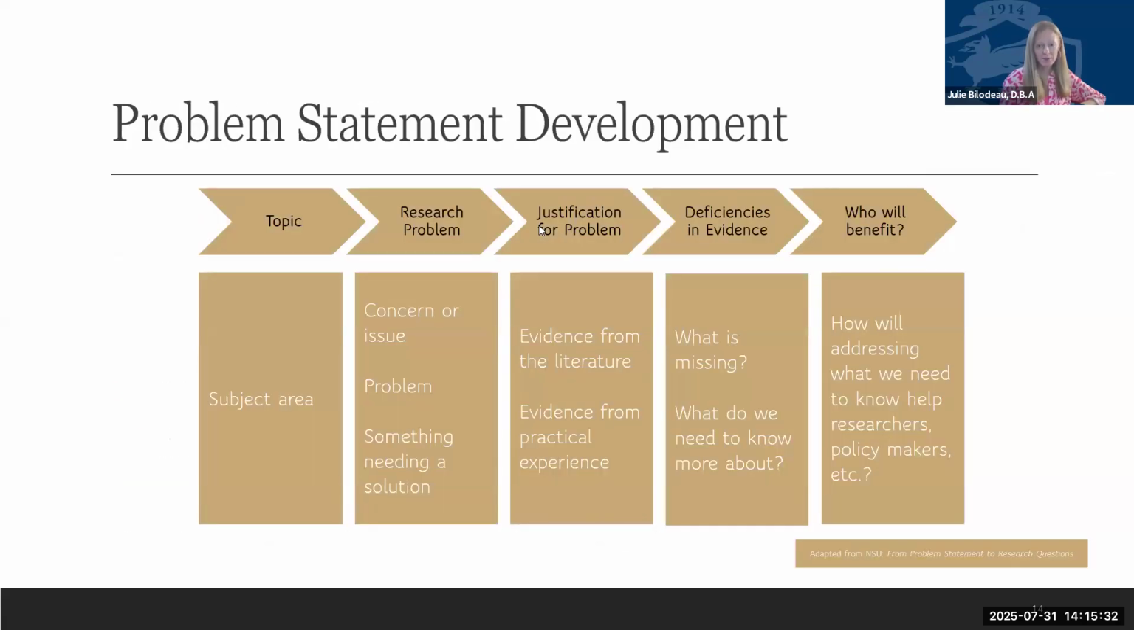So, problem statement development. This is a generic problem statement development direction. First you have your topic, which is your subject area, right? Then your research problem. This is what we've been talking about: the concern, the issue, the problem, something that needs attention at least. Justification for the problem. Is there evidence in the literature, and or is there evidence in industry? Deficiencies in the evidence. What's missing? Where are the gaps? And what do we need to know more about? Who will benefit from your research?